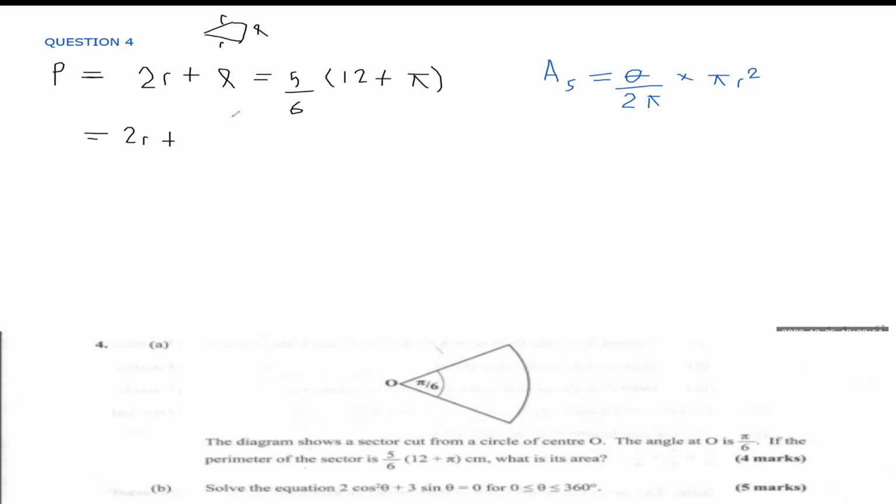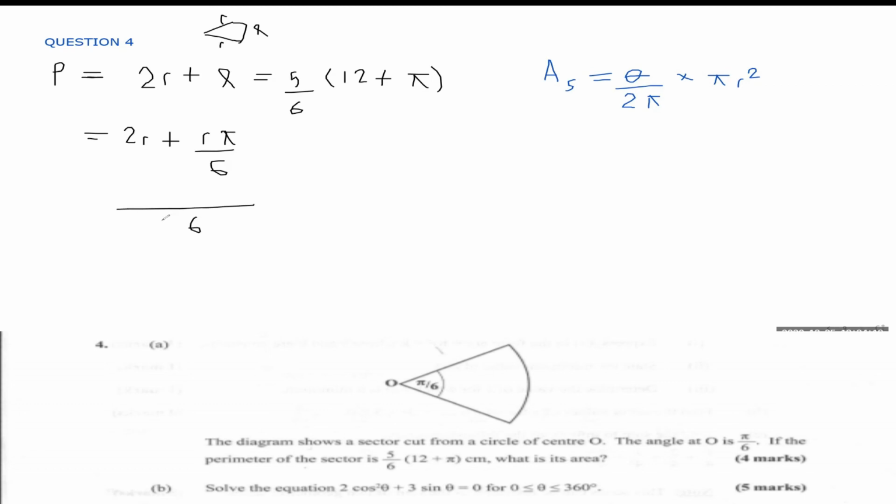So 2r plus r times theta, but what is theta? It told us that theta is pi/6. So pi/6 times r is r pi/6. And that's equal to 5/6 times 12 plus pi. So look what I'm going to do. I'm going to write this as one fraction.